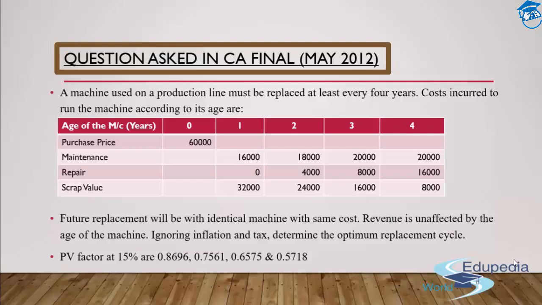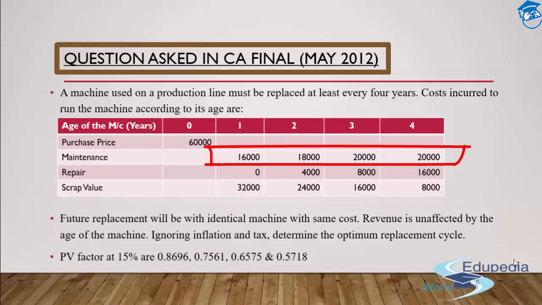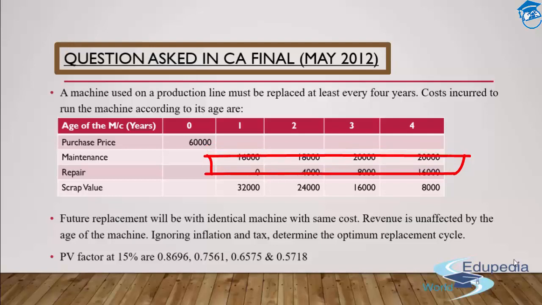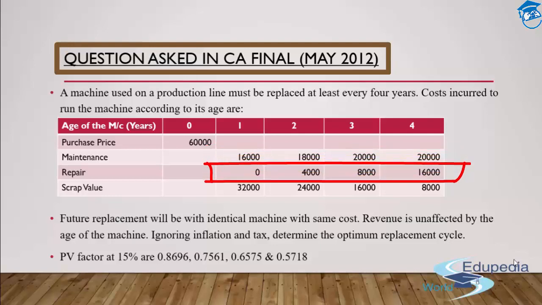What about my maintenance? I'll have to incur rupees 16,000 in year 1, 18,000 in year 2, 20,000 in year 3 and 20,000 in year 4 as far as my maintenance is concerned. Now coming to the repair part, I need to spend 0 in year 1 on repair. If I talk about year 2, year 3 and year 4, I'll have to spend 4,000 rupees, 8,000 rupees and 16,000 rupees as far as my repair amount is concerned.